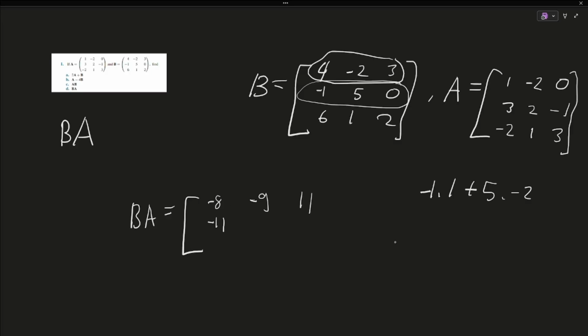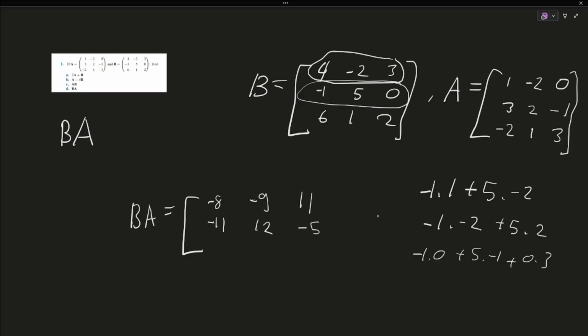And let's do the same thing for the other column. So we're going to have -1 times -2 plus 5 times 2, and 0 times 1 is 0. So we're going to have 2 plus 10, which is 12. And doing this for the last column, we're going to have 0 for the first multiplication, -1 times 0, 5 times -1, and 0 times 3. So we're going to have -5 for this one.